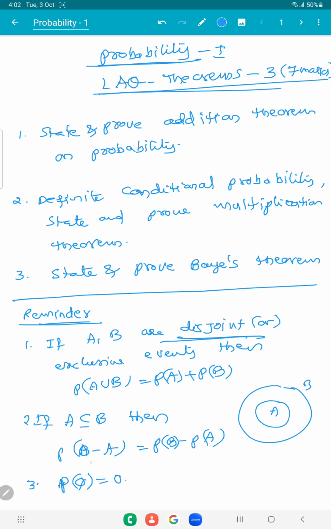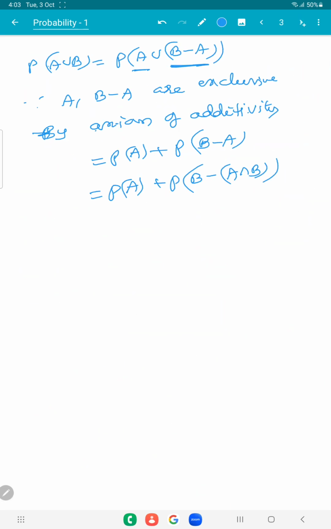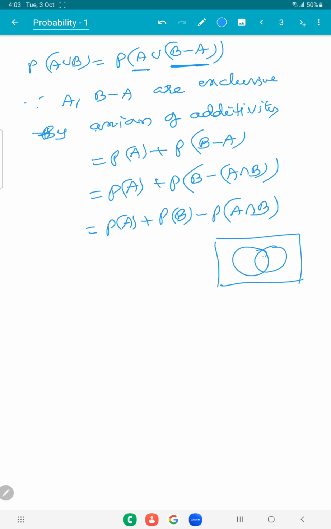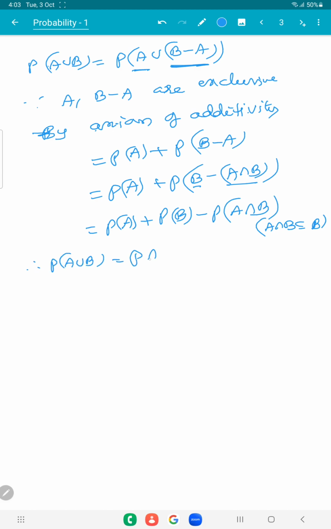What is the remainder? I told you that when one set is a subset of the other, the probability of the difference is equal to P of B minus P of A. Clearly, A intersection B is a subset of B, and a subset of A also. So by the remainder, we can write this as probability of B minus probability of A intersection B. Therefore, P of A union B is equal to P of A plus P of B minus P of A intersection B.